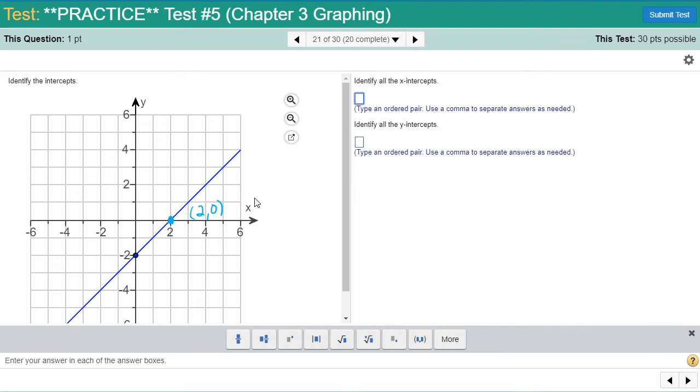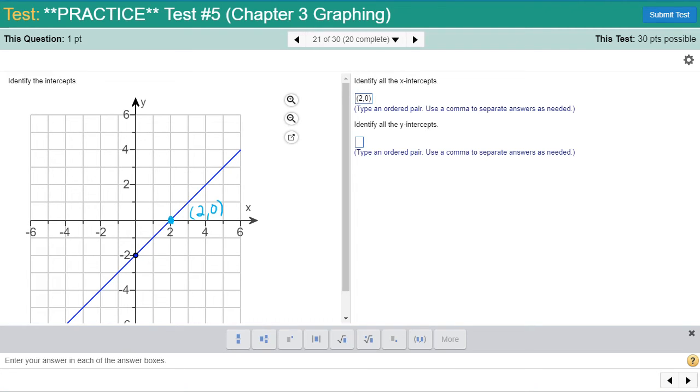So let's go ahead and type in for the first x-intercept 2, 0. And again, MyMathLab is looking for all of those elements, the parentheses and the comma, and of course the x coordinate and the y coordinate. If it's missing any of those elements, it will mark it wrong.